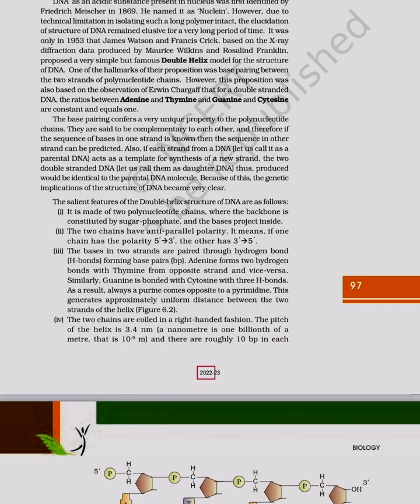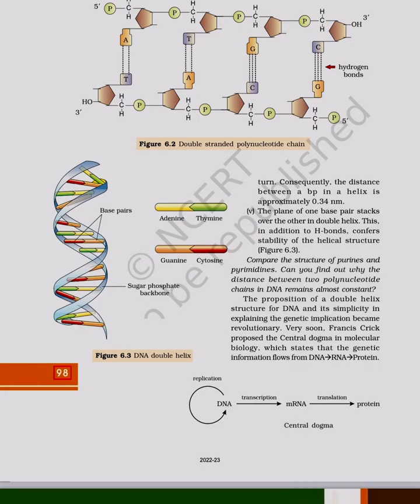Figure 6.2 Double-stranded polynucleotide chain. Figure 6.3 DNA double helix. Consequently, the distance between a BP in a helix is approximately 0.34 nm. The plane of one base pair stacks over the other in the double helix. This, in addition to H bonds, confers stability to the helical structure, Figure 6.3.